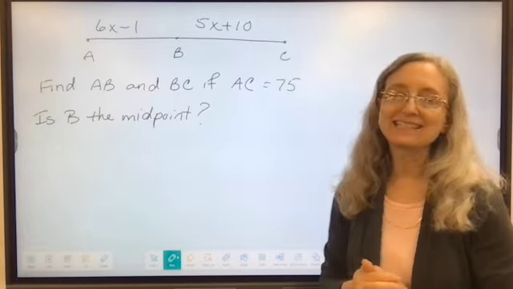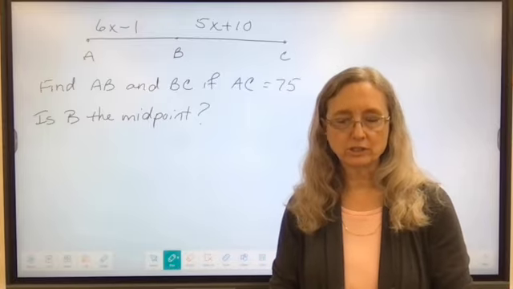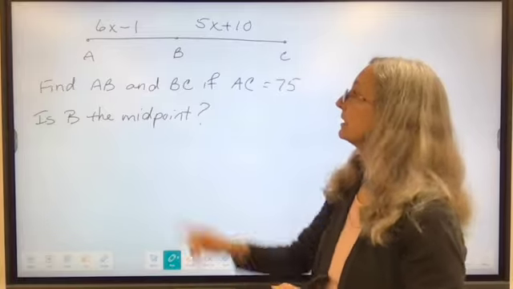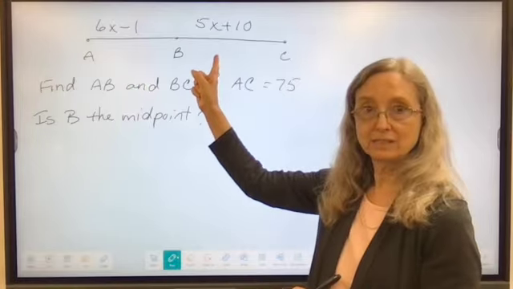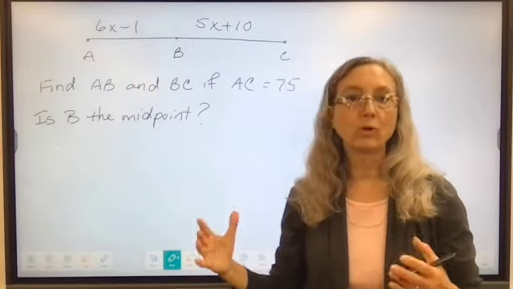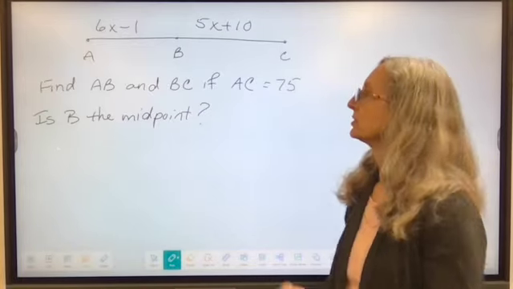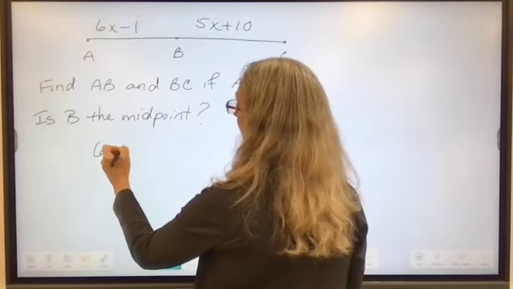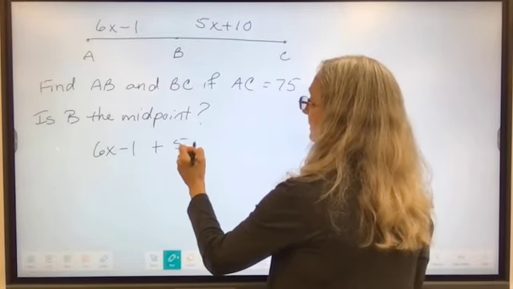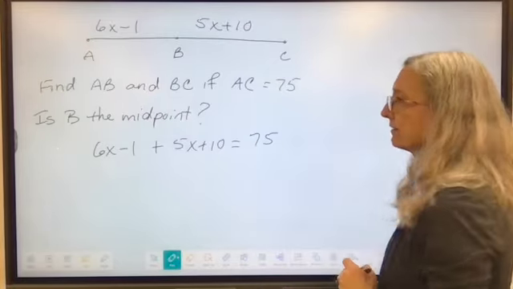Anyway, I'm told AC is 75. So based on that information, how am I going to set up an equation to solve this? In this case, I'm going to use the segment addition postulate because I know that AB plus BC equals AC. This part plus this part will equal the whole thing, and I know the whole thing is 75. So I'm going to write my equation: 6x minus 1, make sure I do that right, plus 5x plus 10 equals the entire segment, which is 75.